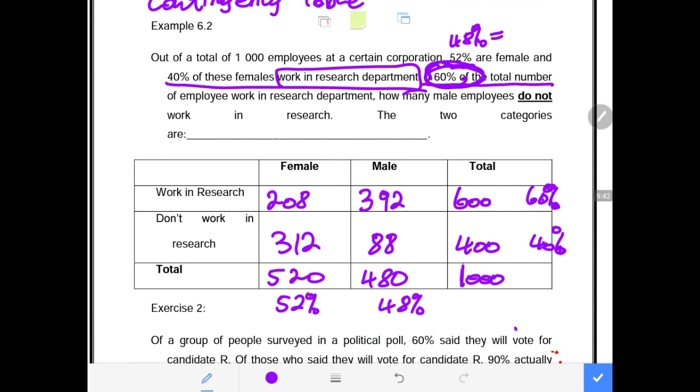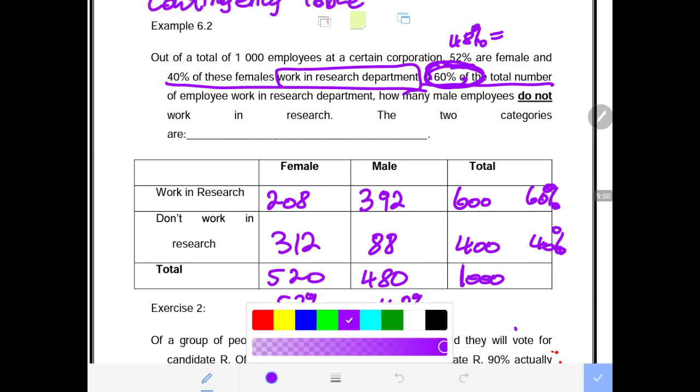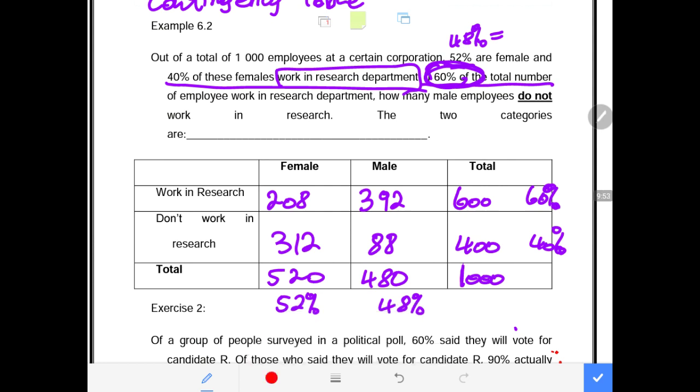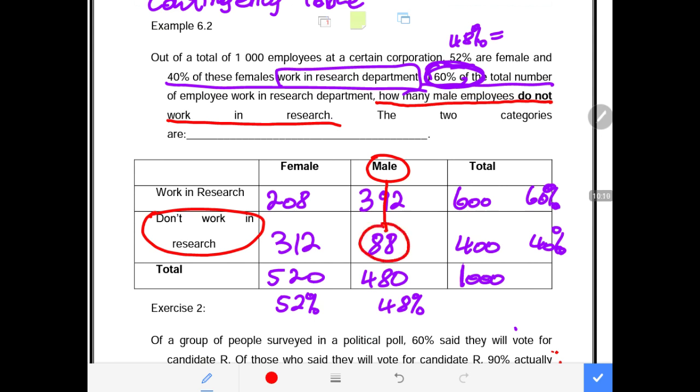So now this will be our information that we needed to paste. Let us see what is the question, or what were we required to do. Very important to respond to the requirement. Then now it says how many male employees do not work in the research department? There we go, under male employees, we go down and you say do not work in the research department. That will be 88 employees who are males. They do not work in the research department, meaning they work in other departments.